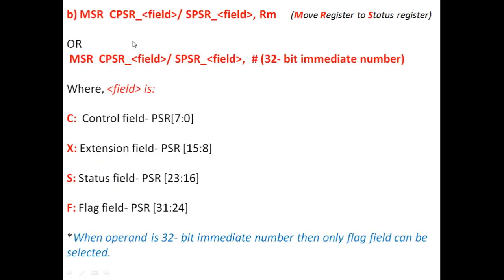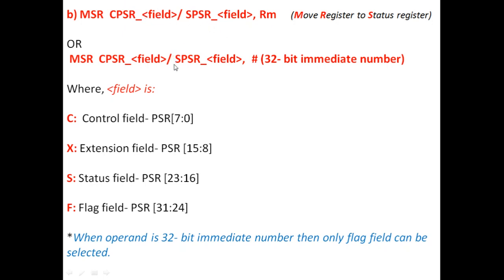Then the next instruction does the last step, that means copying the content of the general purpose register back to the status registers. So the instruction is move register to status register. So it will copy the content of the register to one of these status registers. There are two forms of this instruction. Here it may be a register, general purpose register, or it may be a 32-bit immediate number. Okay, both possibilities are there. Anyway, the content will be copied to the status registers.